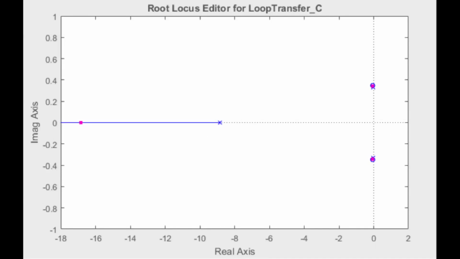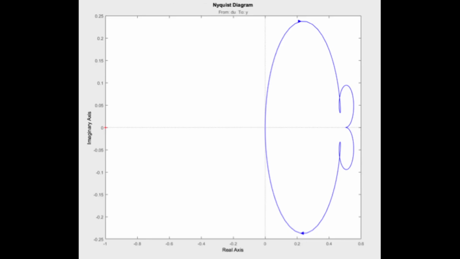Root locus shows the system is BIBO stable, now that our poles are off the zero axis. The Nyquist plot also demonstrates the system's stability because it doesn't encompass -1 and has no poles in the right half plane.